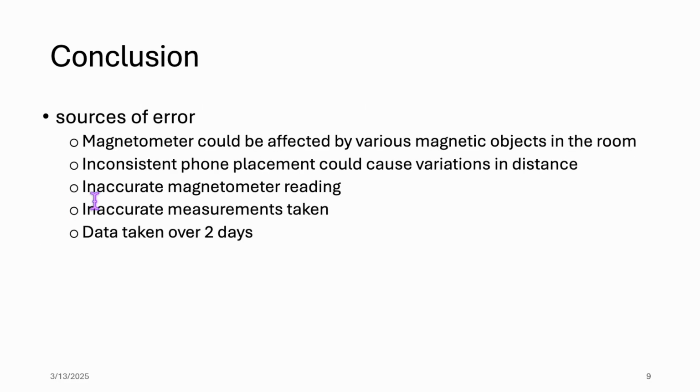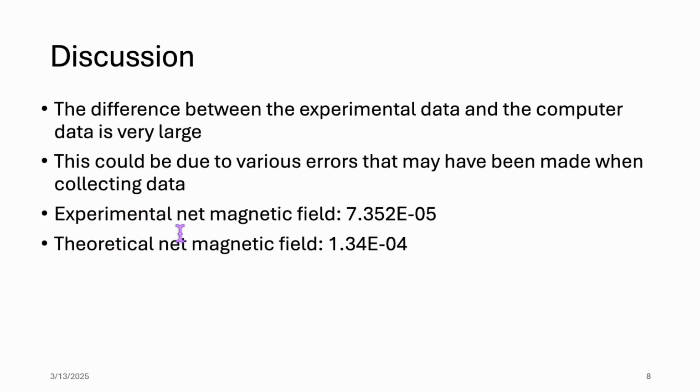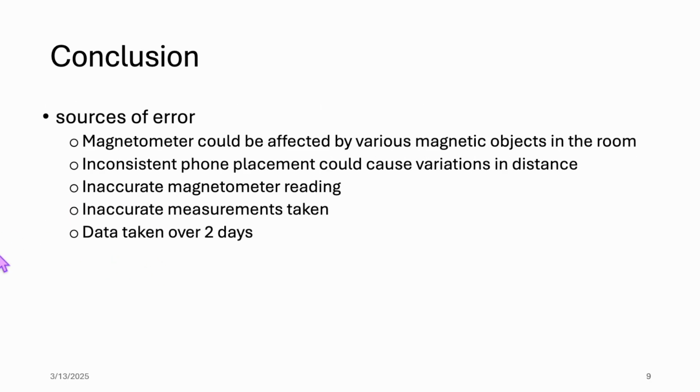The sources of error in this lab came from a lot of different things, which is probably why the difference between the two net magnetic fields is so large. The magnetometer could have been affected by various magnetic objects in the room. There could be inconsistent phone placement, which would cause variations in distance and create an issue in our calculations. The magnetometer could have had an inaccurate reading because it is a phone app, and we could have also taken inaccurate measurements since we were the ones looking at the distance. And because we took our data over 2 different days, this could create inconsistencies within the data for those 2 days.